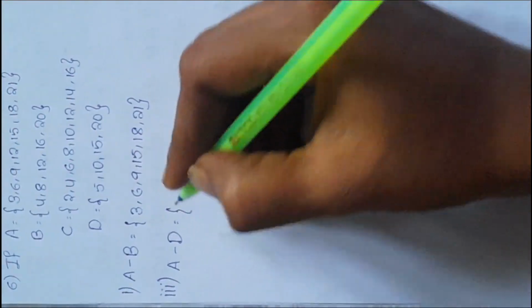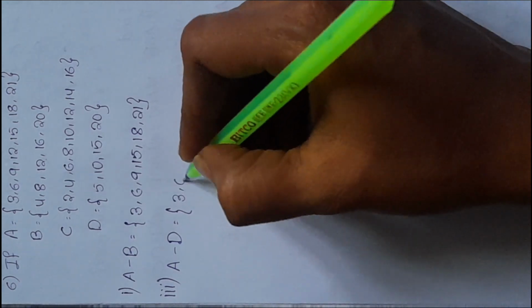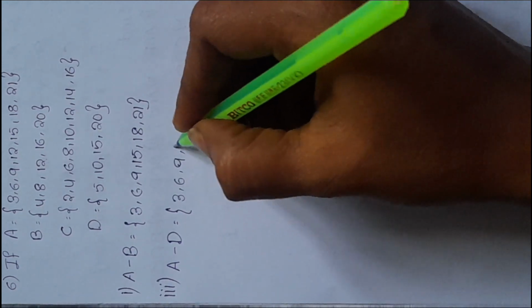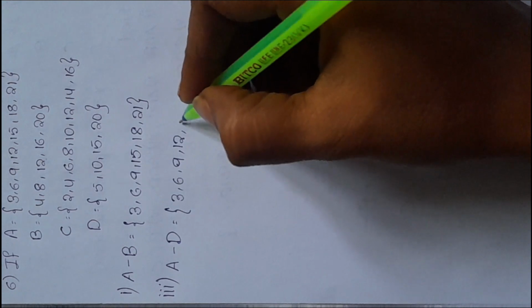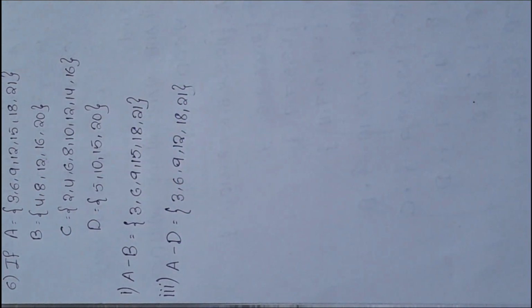A minus D. We should take the elements which are present in A and not in D. They are 3, 6, 9, 12. We should not take 15 and we should take 18 and 21. This is A minus D.